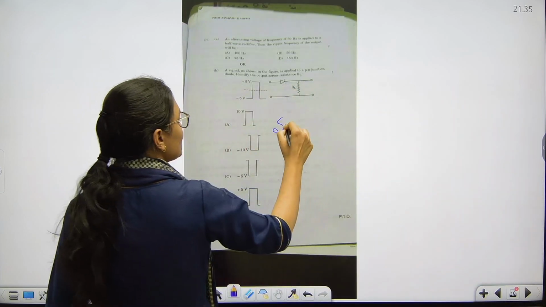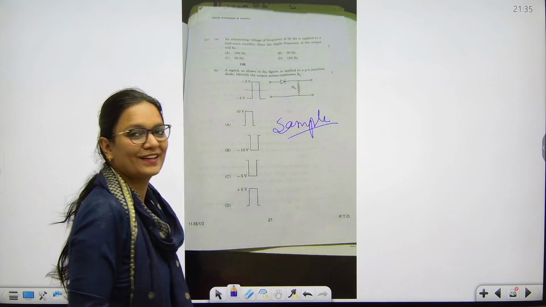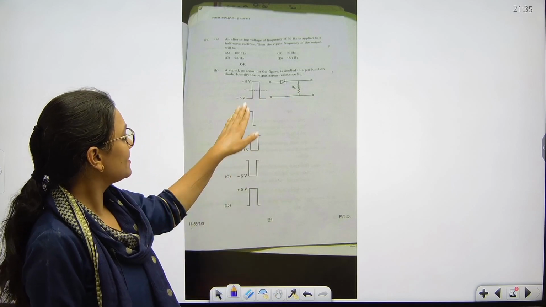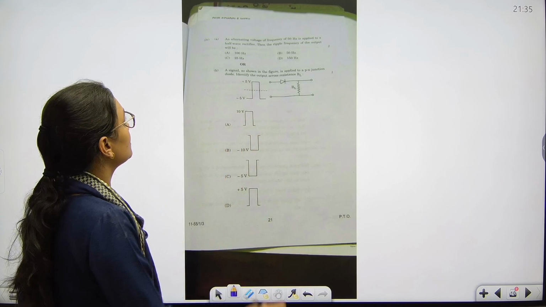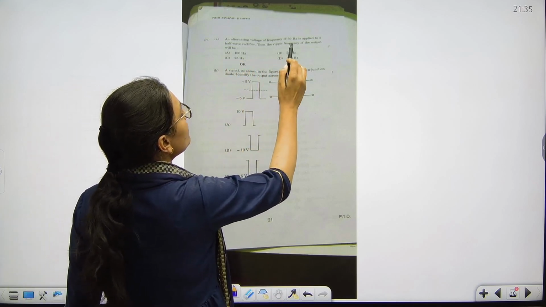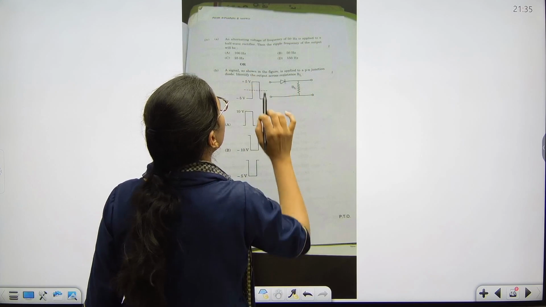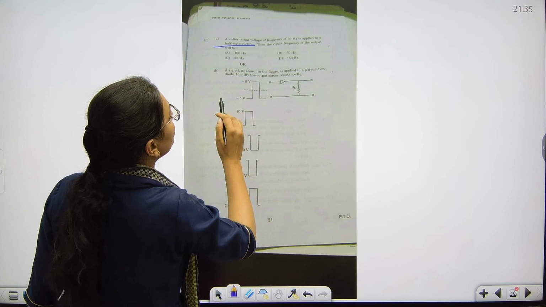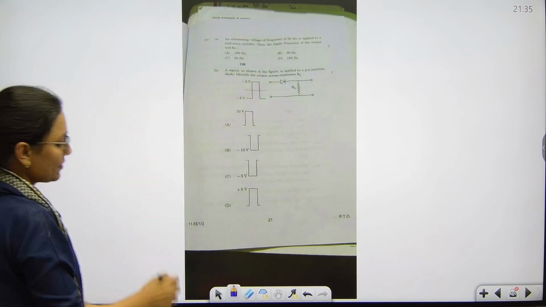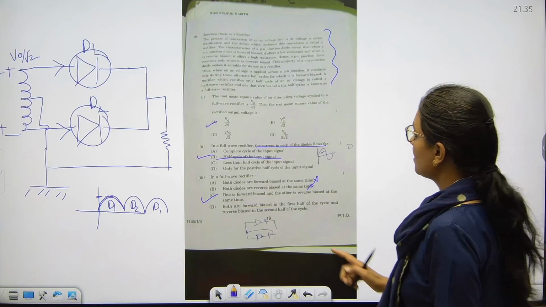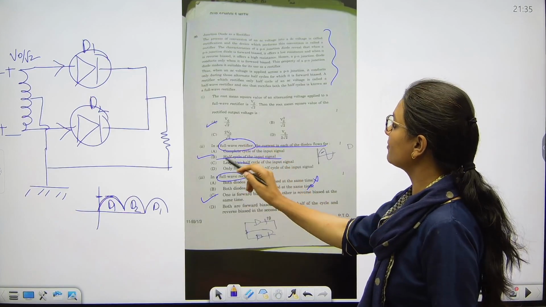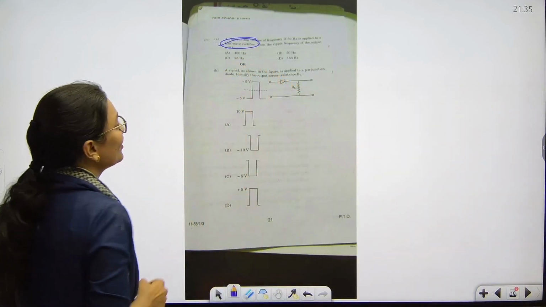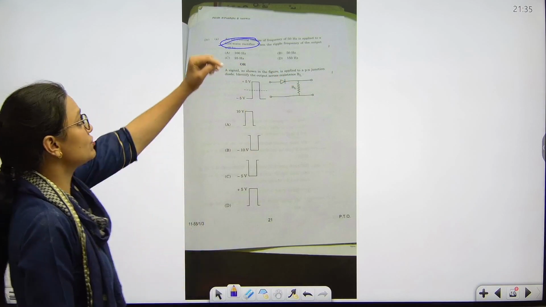This was the sample paper question. One student asked me also in her doubts, and I cleared her doubt also. But anyways, it's one of the easy questions, not that difficult. The alternating voltage of frequency 50 Hertz is applied to a half wave rectifier. So we have the frequency applied to the half wave rectifier, then the ripple frequency. Earlier we were having full wave rectifier, full wave rectifier, and suddenly they asked half wave rectifier. So sometimes students make the mistake. You have to just keep this in mind.